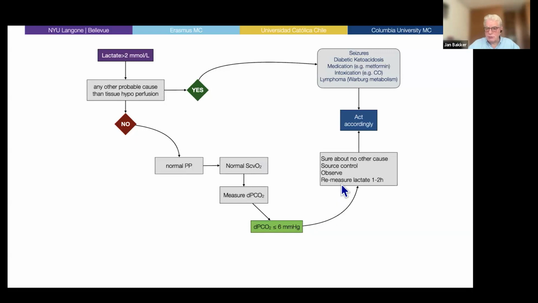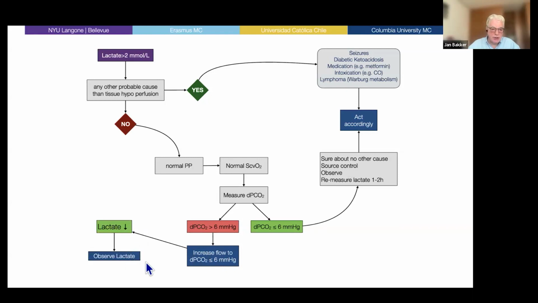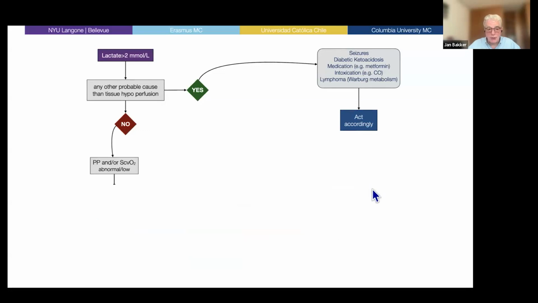Are you sure that this is really shock? What we advocate in this paper we published in Intensive Care Medicine some time ago is wait and see. Remeasure lactate again. If you're still worried about your lactate, remeasure and see what happens. If your delta PCO2 is abnormal, then you have a flow problem. Increase flow and measure delta PCO2 again, and your lactate should decrease, and then you wait and see. If you increase your flow with fluid, dobutamine, or whatever you use, but lactate doesn't change, then rethink again. Is there maybe another source of your lactate?